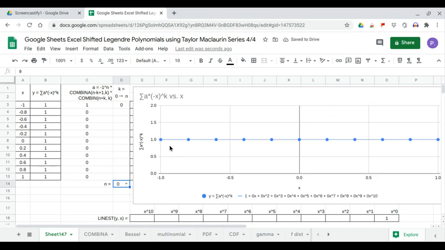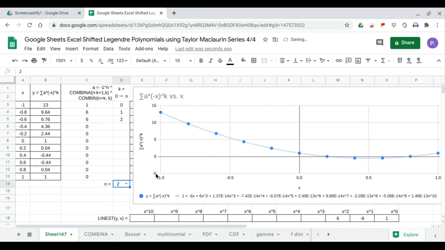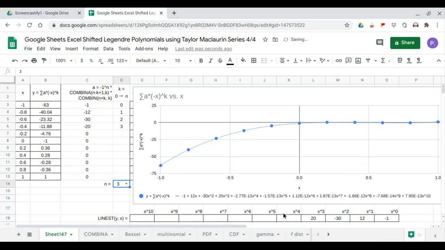Our shifted Legendre polynomial y equals 1. At n equals 1, our shifted Legendre polynomial y equals minus 1 plus 2x. At n equals 2, y equals 1 minus 6x plus 6x squared. At n equals 3, y equals minus 1 plus 12x minus 30x squared plus 20x cubed.